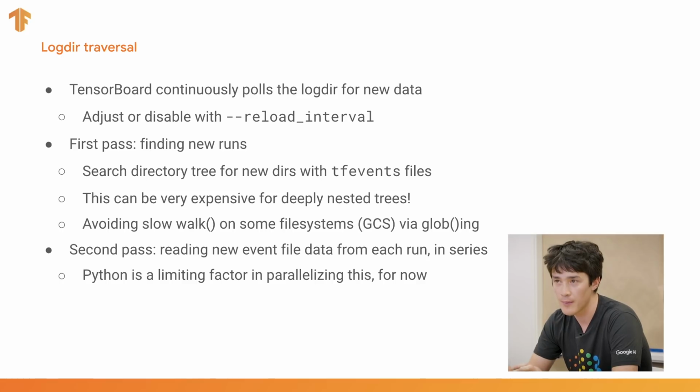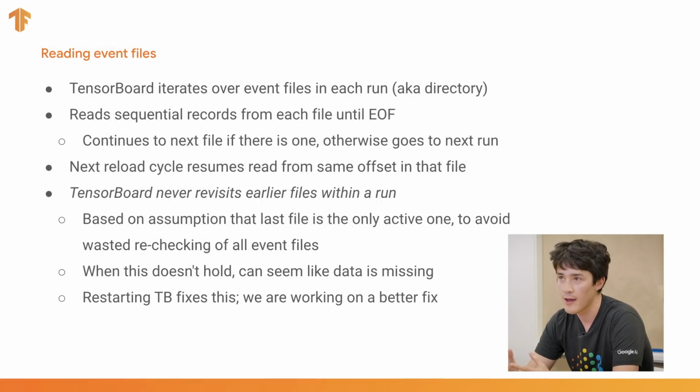And then the second pass, after it's found all the new runs, is that it reads new event file data from each run. And it goes through the runs essentially in series. There's a limiting factor in Python itself for parallelizing this, but again, something that we are interested in working on improving. And then when you actually have the set of event files for a run, TensorBoard iterates over them basically in directory listing order.